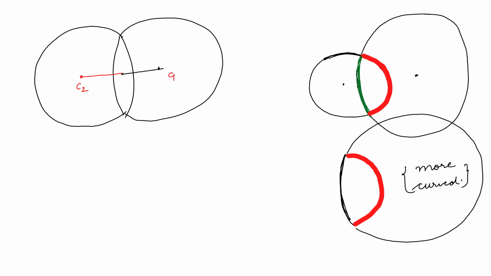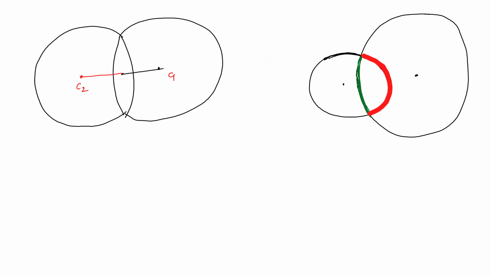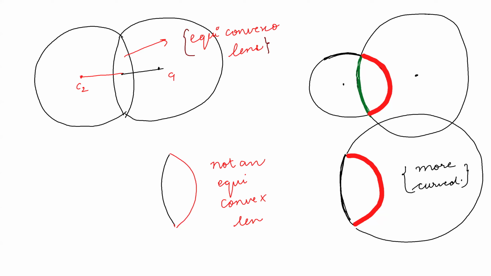So there is a chance that we might have a lens like that. This is not an equiconvex lens, no. But this is going to make an equiconvex lens. Yes or no? So we will have an equiconvex lens. Got the point? Any doubts on this? Got the point?